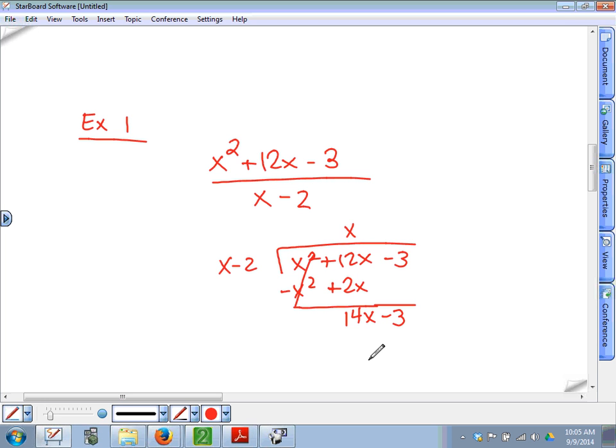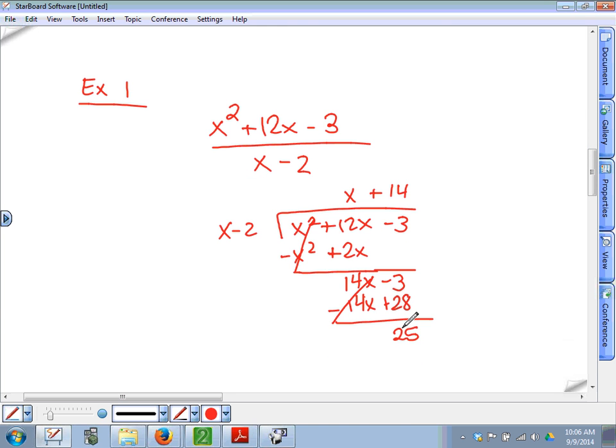The process continues now. Okay? In order to get a 14x right here, that multiplies with x there, what do I have to put here? Plus 14. 14 times x is 14x. 14 times negative 2 is negative 28. Draw the line and change the sign, so those are gone. 28 minus 3 is 25. That is your remainder. Okay, this is your quotient right here. So the answer is x plus 14 plus 25 over x minus 2.